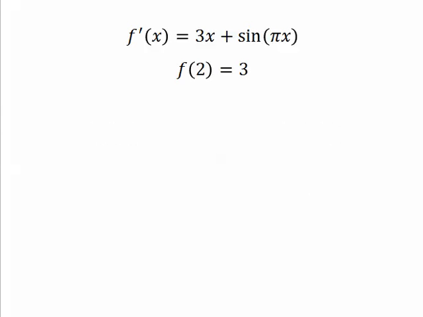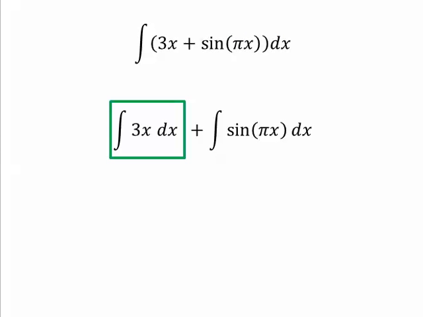4.8.43. F prime equals 3x plus sine of pi x. F of 2 equals 3. What is f? Well, we've got two requirements. Both requirements need to be satisfied. I'll first deal with the first requirement. F prime equals 3x plus sine of pi x. And what I'm going to do is look for the antiderivative of 3x plus sine of pi x.